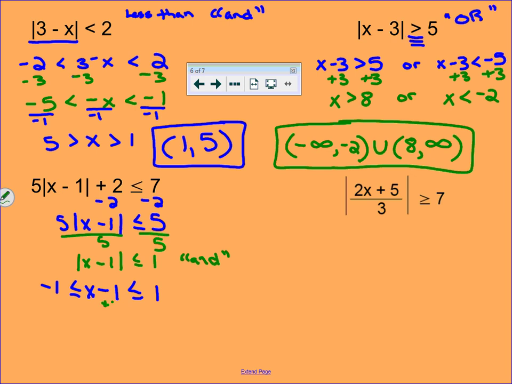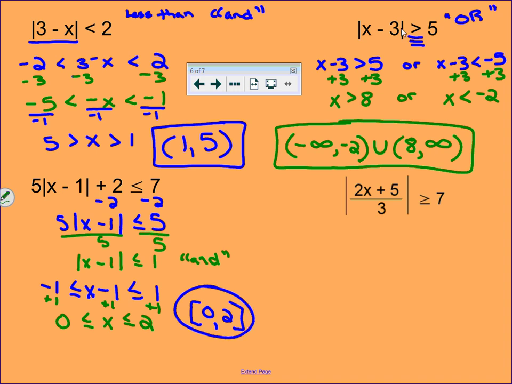Add 1 to both sides of your inequality. You end up with 0 is less than or equal to x, which is less than or equal to 2. So it's all of the values of x that are between these two answers. If that's the case, we have brackets for this problem, 0, 2, and the brackets are around both of those pieces.